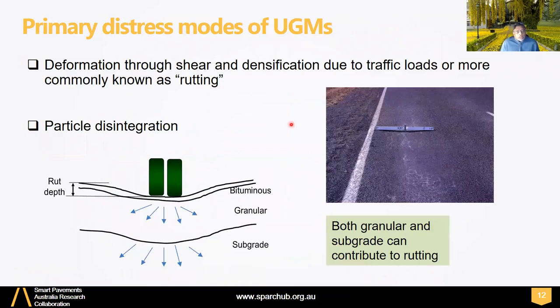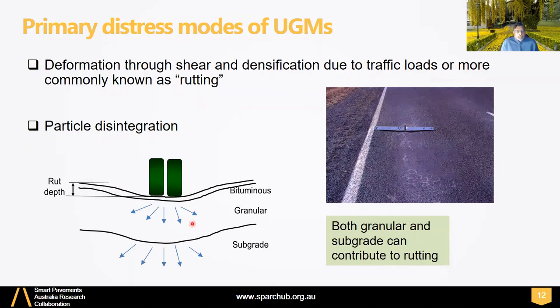Primary distress modes of UGMs. Usually unbound granular materials deform through shear and densification due to traffic loads, more commonly known as rutting. As you can see in this picture here, rutting is the depression you get in the wheel path of the traffic. So that's due to either densification of the material underneath or shear.